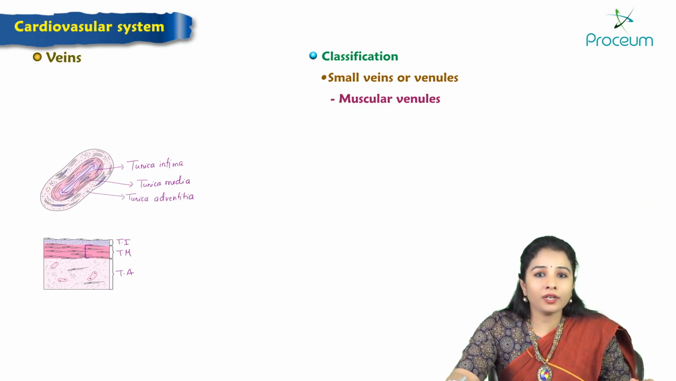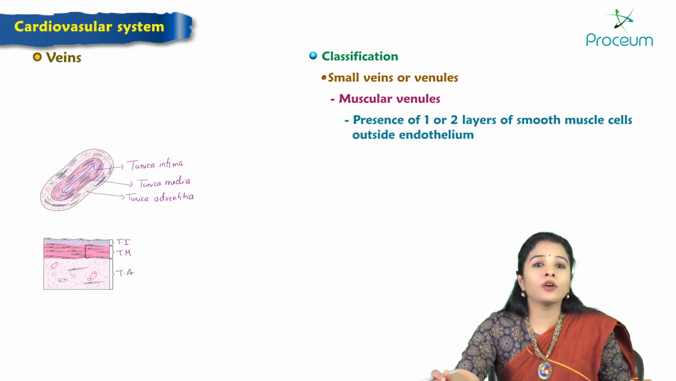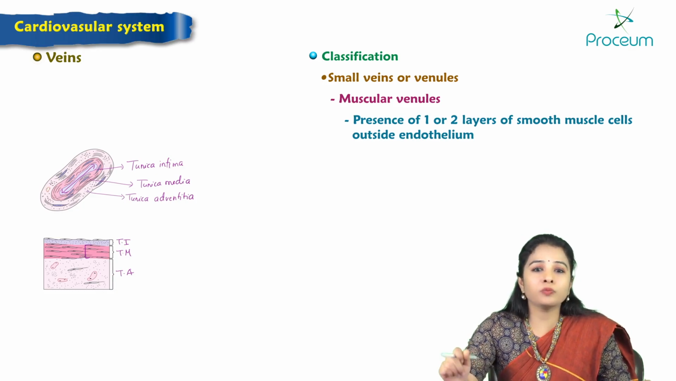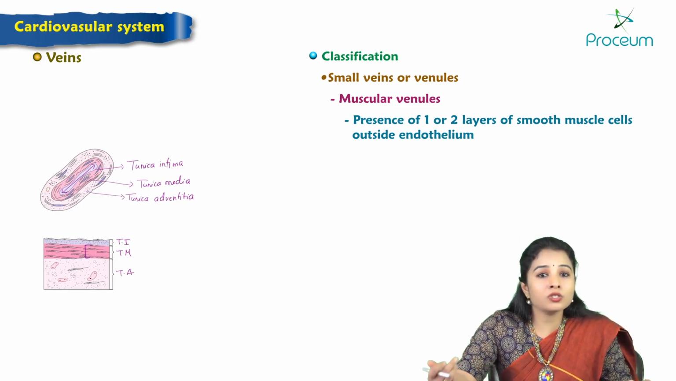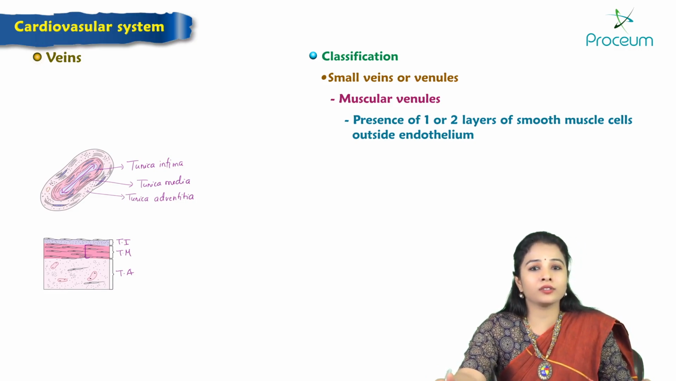Next, muscular venules. They are so called because of their presence of one or two layers of smooth muscle cells outside the endothelium. That is the reason they are called muscular venules.